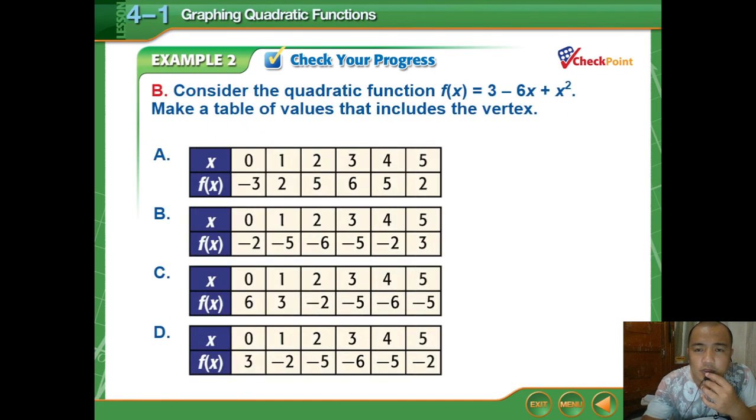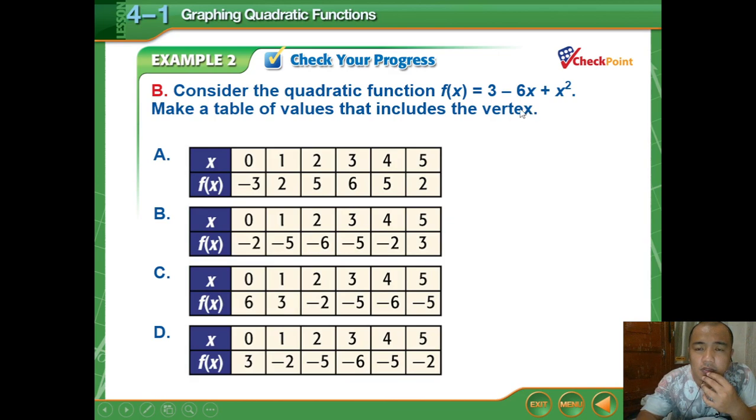Next, how about this? Consider the quadratic function f of x equals 3 minus 6x plus x squared. Make a table of values that includes the vertex. Okay, what's the vertex for this? Using our previous knowledge, negative 6 over 2, positive 3.